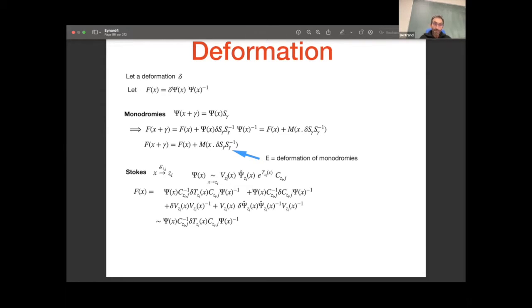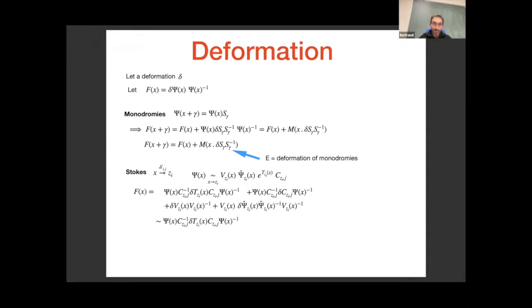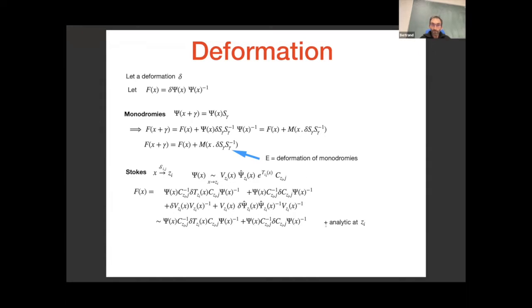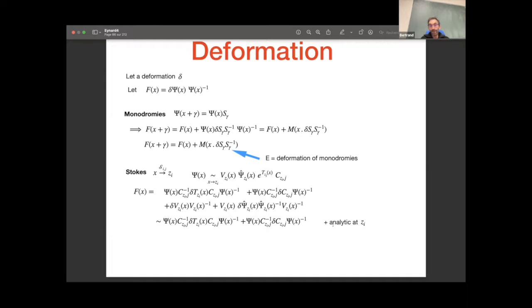First term, the delta T, look, this is again a psi, something psi inverse. But remark that this is not a constant function of x. It's a meromorphic function of x. Where there is also the delta C, which is really now again an M, a little bit like this one. And it's very similar to this one, but with the Stokes matrices instead of the monodromies. And the other terms are basically analytic at Z_i.